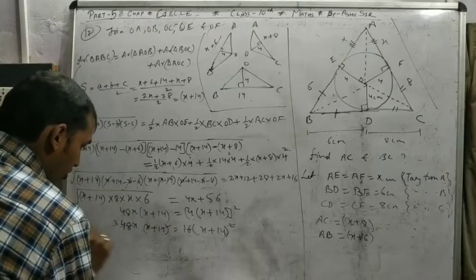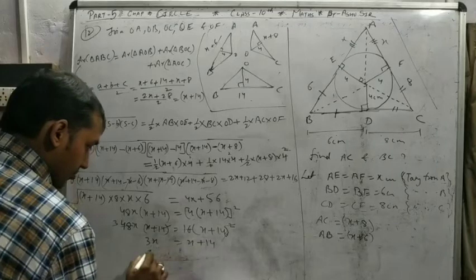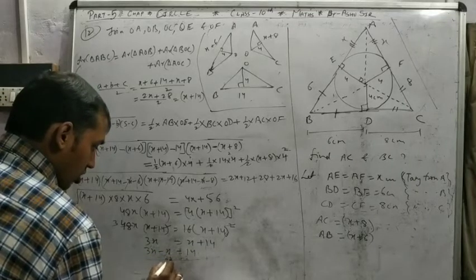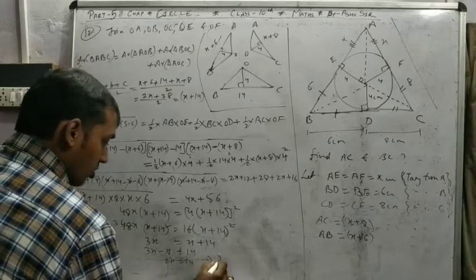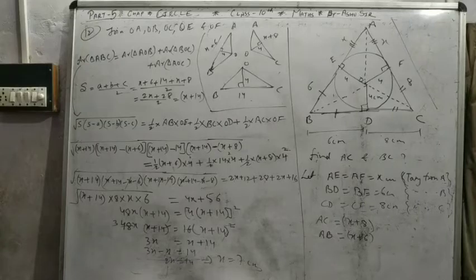16 3 the 48, 3x x plus 14, 3x minus x 14, 2x is equal to 14. So x is equal to 7 centimeter. I hope so. Still this step you have to clear.